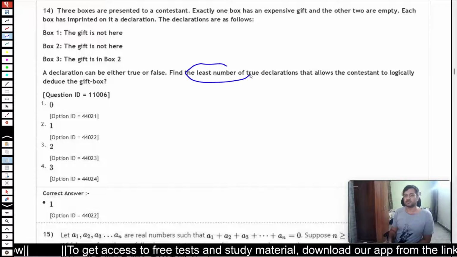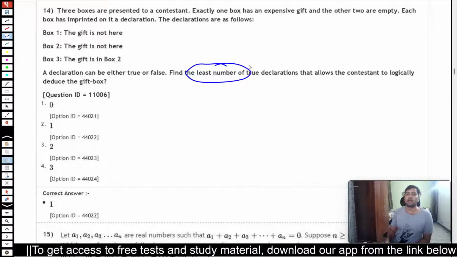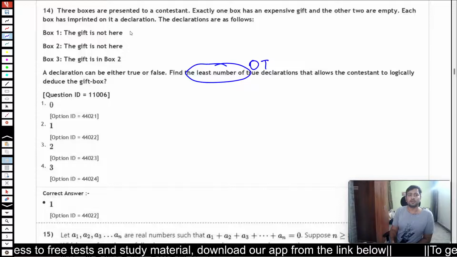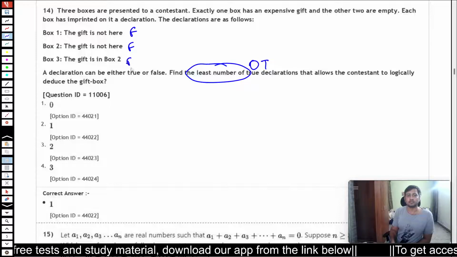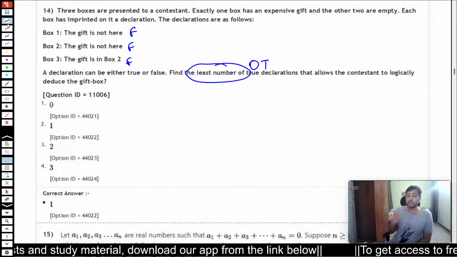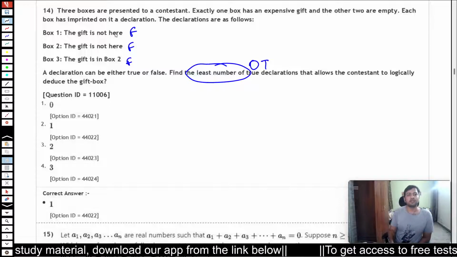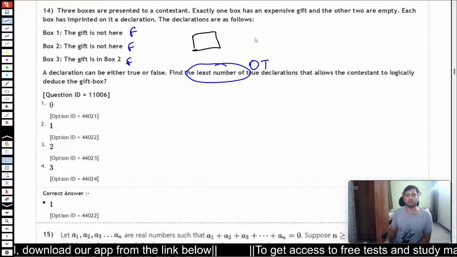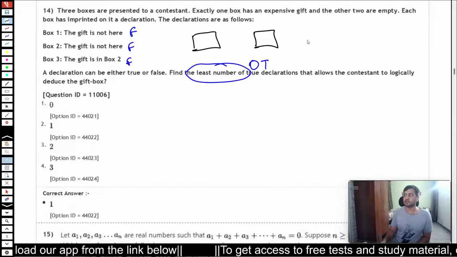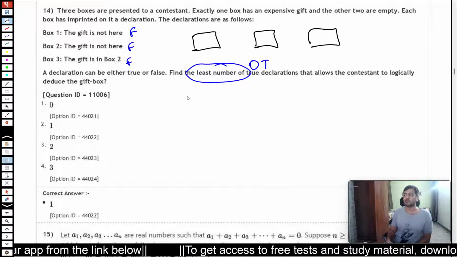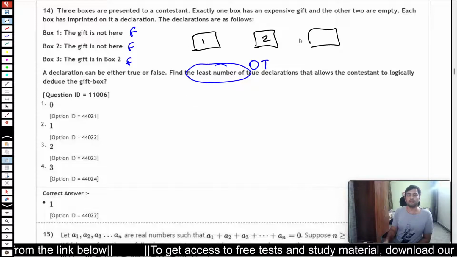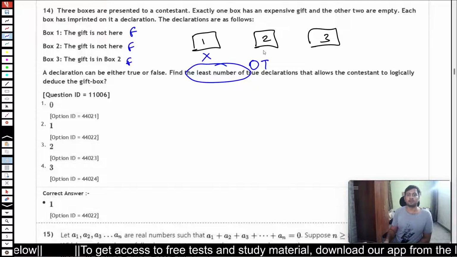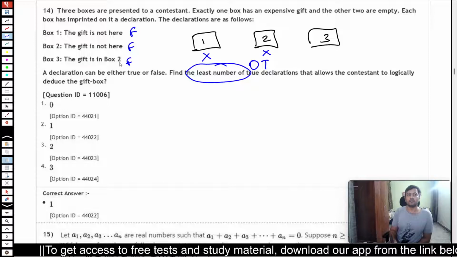So least number से मेरे को शुरू करना है. So I'll begin with the assumption that I need 0 true. So 0 true का मतलब क्या है? 0 true का मतलब this is false and this is also false. So तीनों के तीनों false है. So is it possible to deduce this thing if all 3 are false? So इसके लिए शुरू करते हैं. Gift is not here. So box 1 में नहीं है. So 3 boxes ले लेते हैं हम लोग. Box 1, box 2 and box 3. So first statement says कि gift is not here. Gift is not here. So 2 में भी नहीं है. And the gift is in box 2.